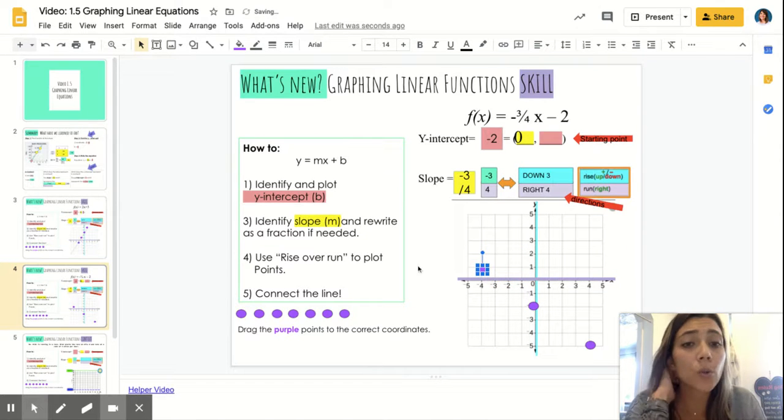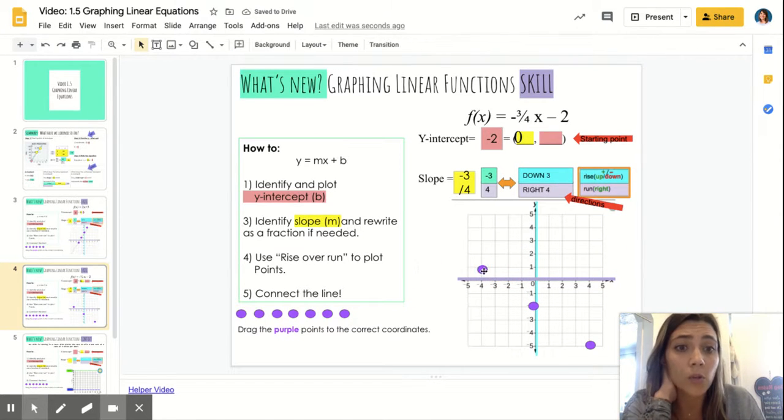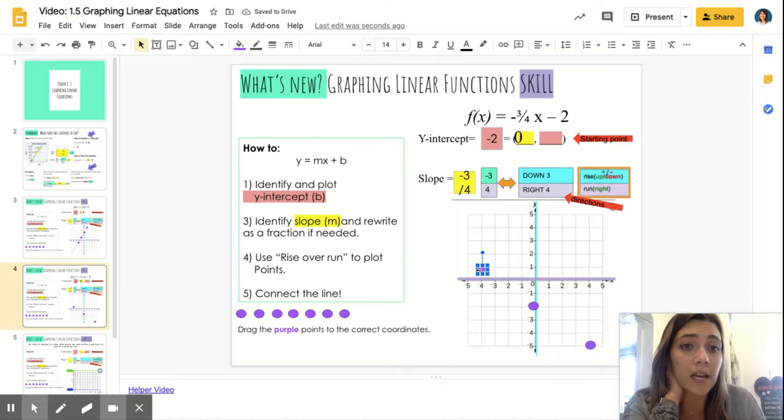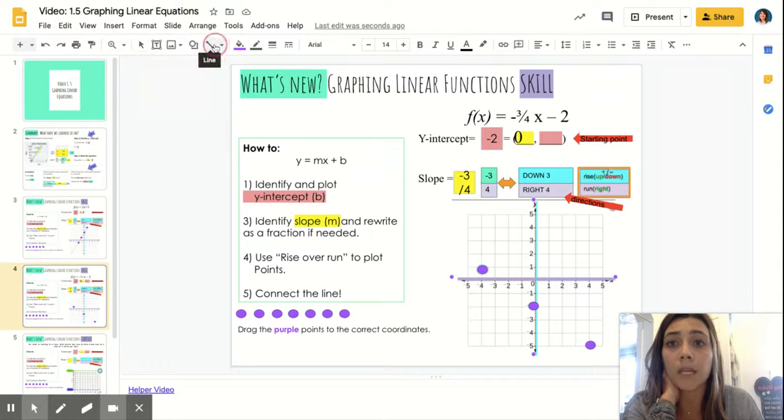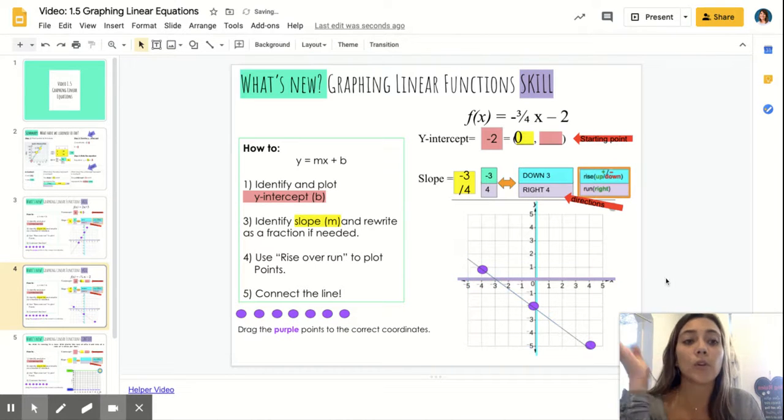If you're not sure where they go, you can always start at this dot and then just make sure it follows the direction. So down 3, 1, 2, 3, right 4, 1, 2, 3, 4. All right, that looks good to me. So I'm going to connect my line and just draw it to the edge of the graph. Beautiful.